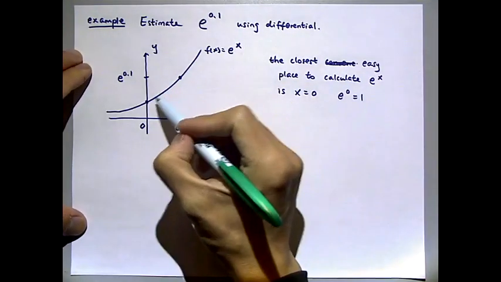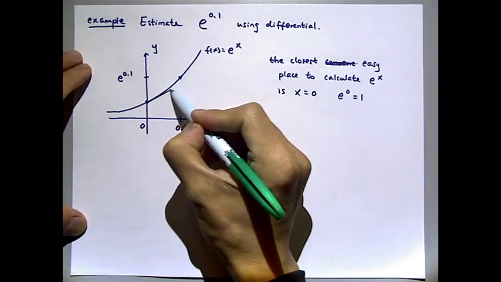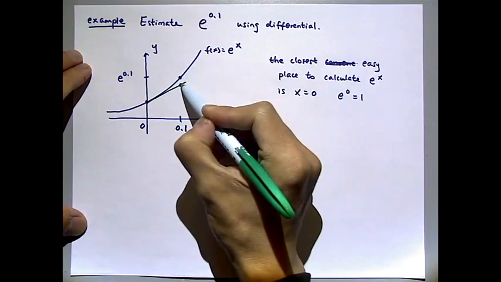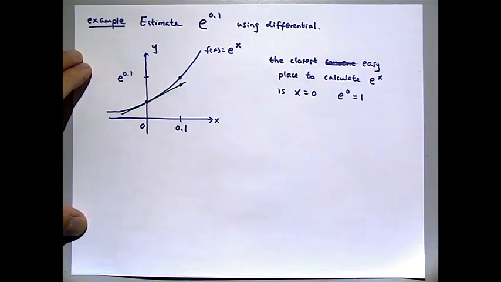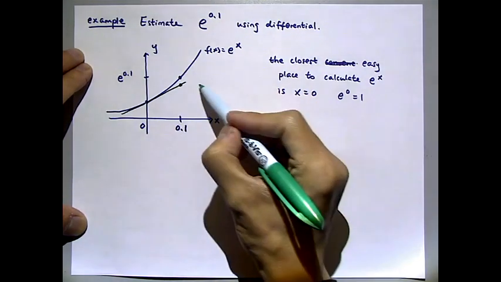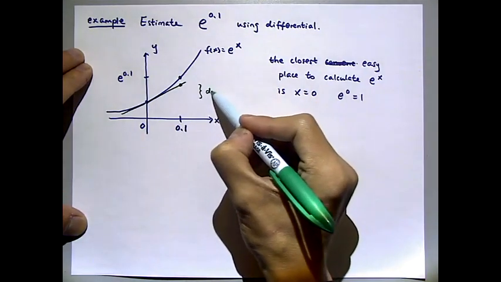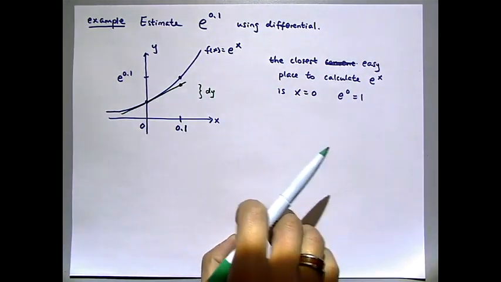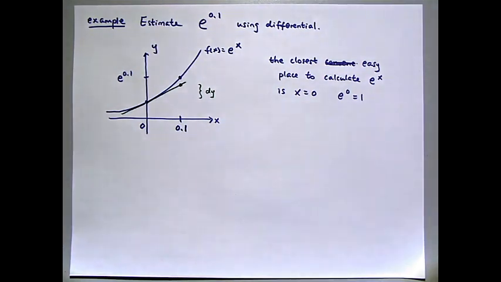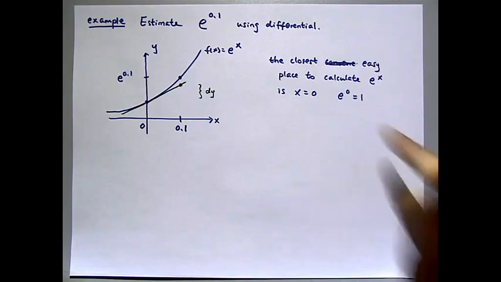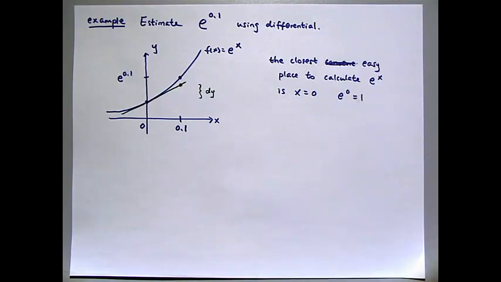Okay, so the idea is to use a linear approximation. We'll follow the tangent line to 0.1. I can use that to calculate dy. And once I know how much it changes, I'll add it back to 1. That should give me a good approximation of e to the 0.1. Right? Does that make sense? Okay. So let's do that.